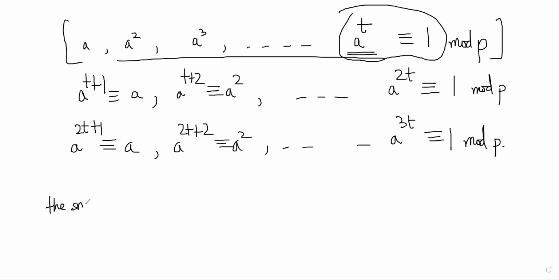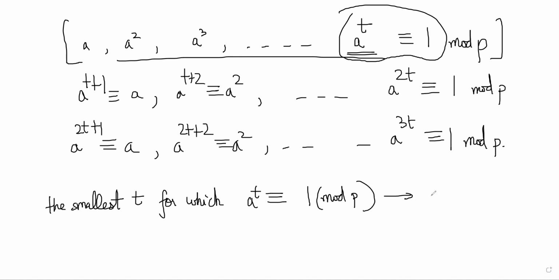The smallest T for which A power T is congruent to 1 mod P is called the period of A mod P. That is the period of A mod P. Why is it called the period?